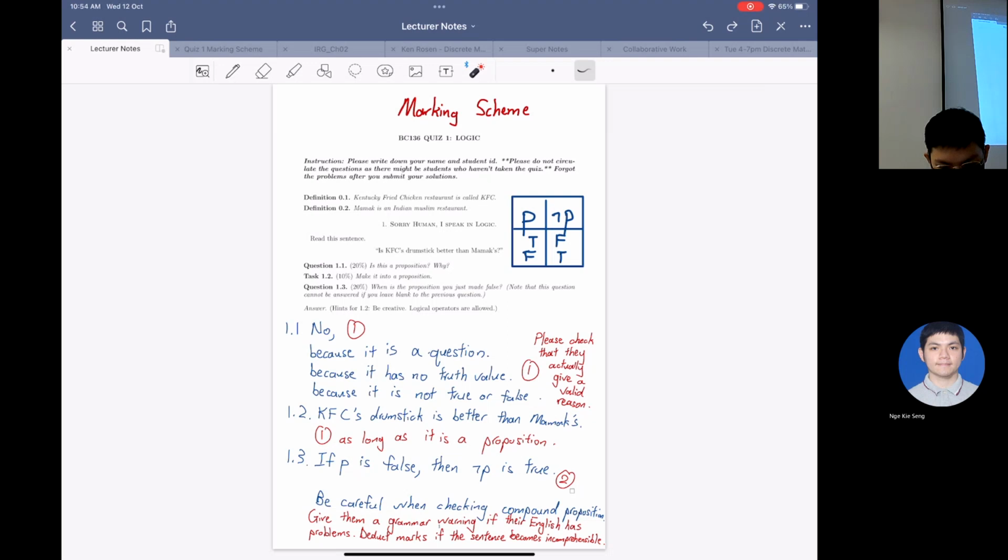And second, I think the most common one was KFC drumstick is better than Mamas. As long as it's a proposition, I will accept. So what is question 1.3 asking? When is the proposition you just made false? If the proposition you made is false, that means not P is true. So this question is asking for the negation of your proposition.